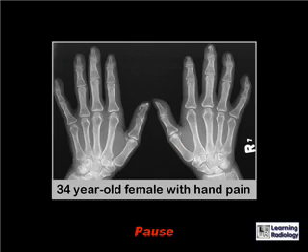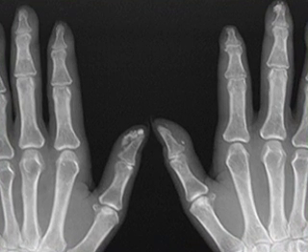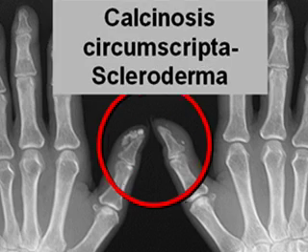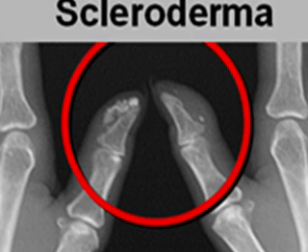This is a 34-year-old female with hand pain. Pause your computer or MP3 player while you ponder the diagnosis. This is calcinosis circumscripta, which is the fine punctate calcifications that you see in the tufts of both of the thumbs inside the red circle, and it is most frequently associated with the collagen vascular disease scleroderma.